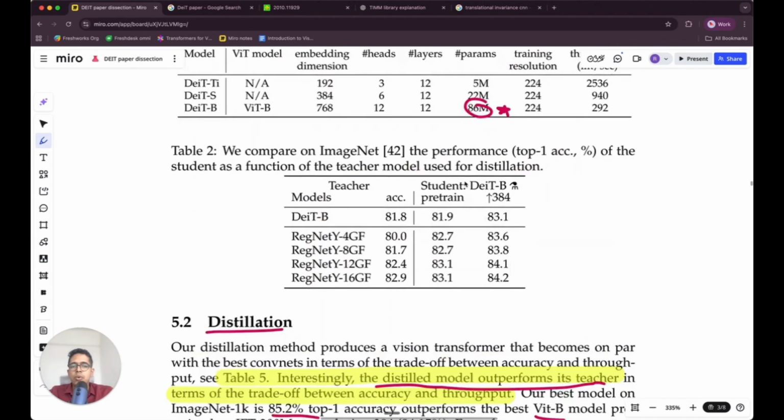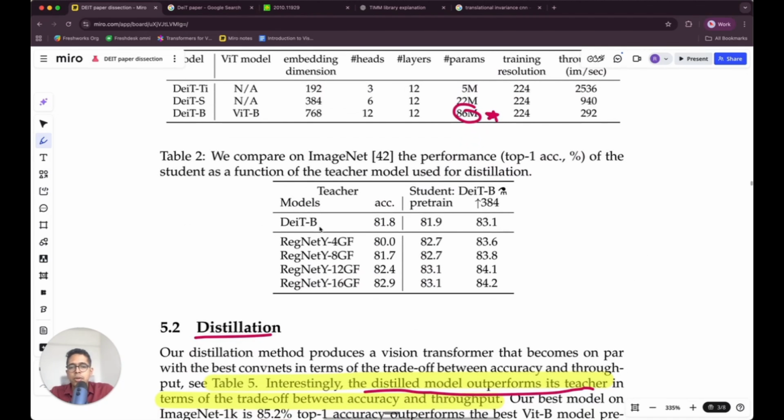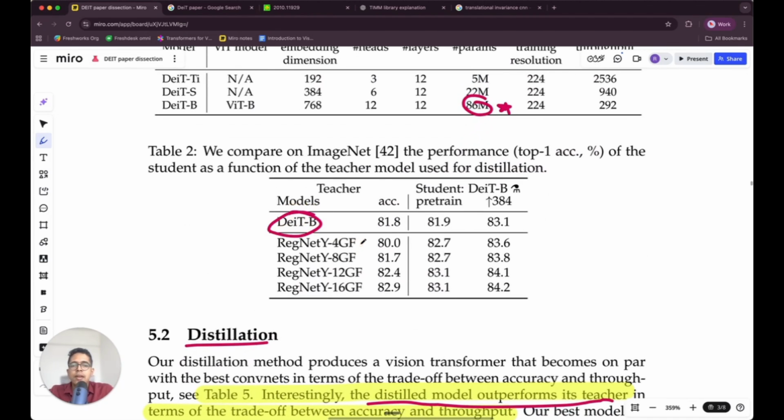So table 2, now let's see what table 2 shows. In one case you have data efficient image transformer, accuracy 81.8. But when you pre-train it and fine-tune it on 384 pixel images with distillation, your accuracy goes up to 83.1. Then RegNetY 4GF, 8GF. What is this 8GF? Let's ask ChatGPT.